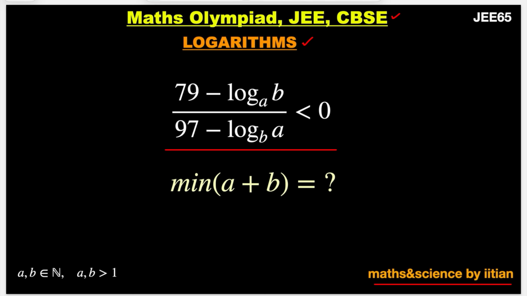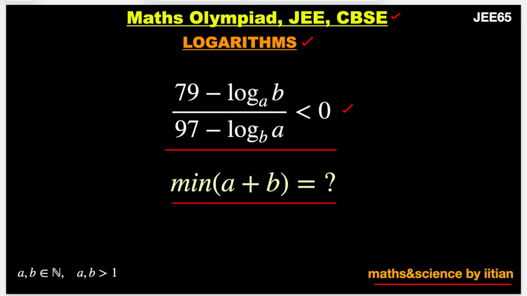The problem is, if (79 minus log b to the base a) whole divided by (97 minus log a to the base b) is less than 0. It's a very good inequality. Find the value of minimum a plus b. There will be many a, b values. We have to choose the minimum value of a plus b. Many values for a plus b will come. We have to find out the minimum value.